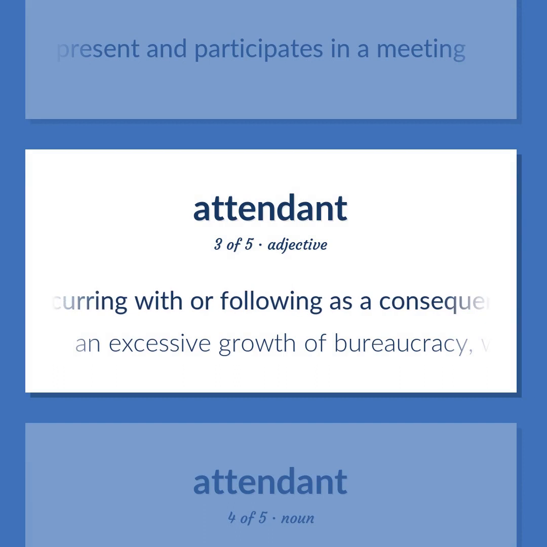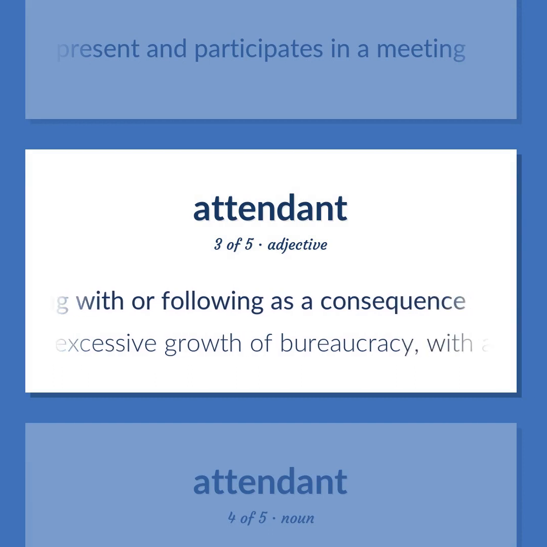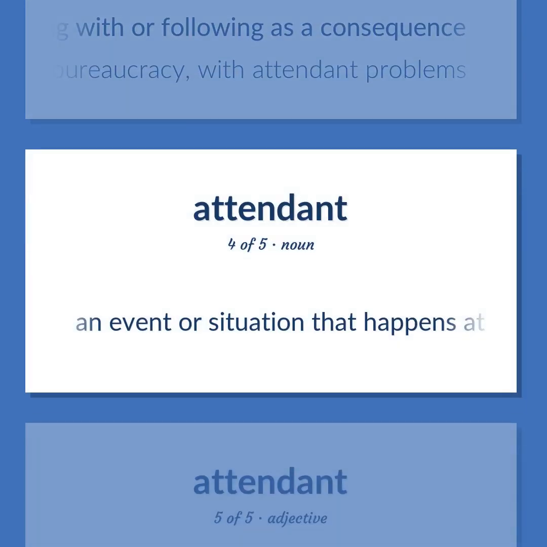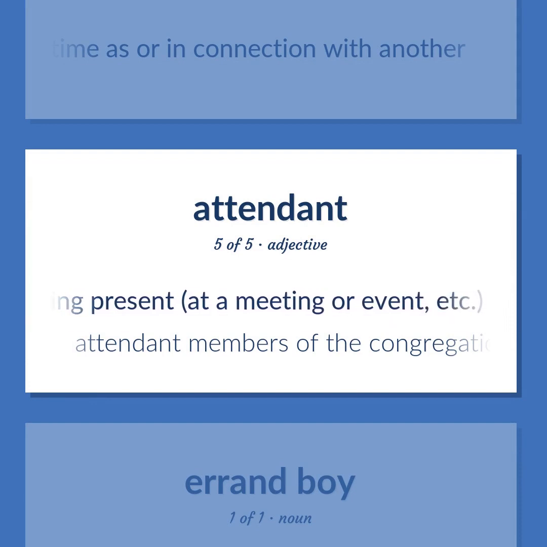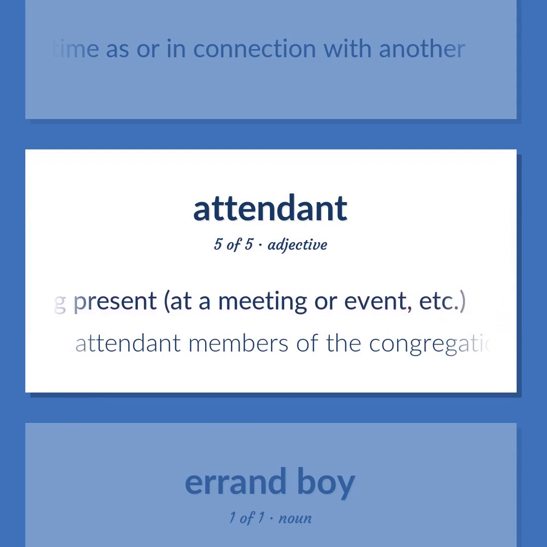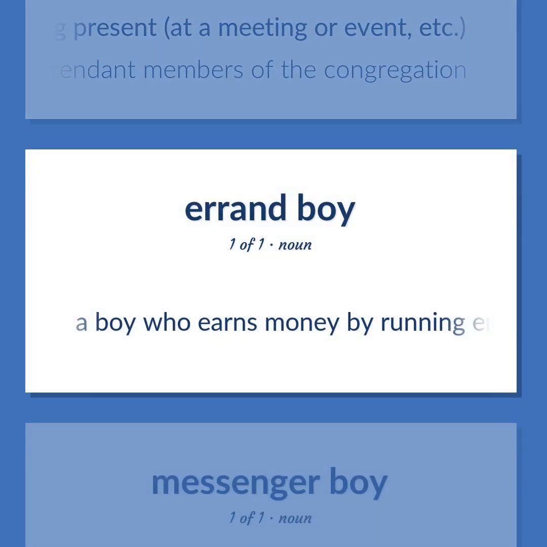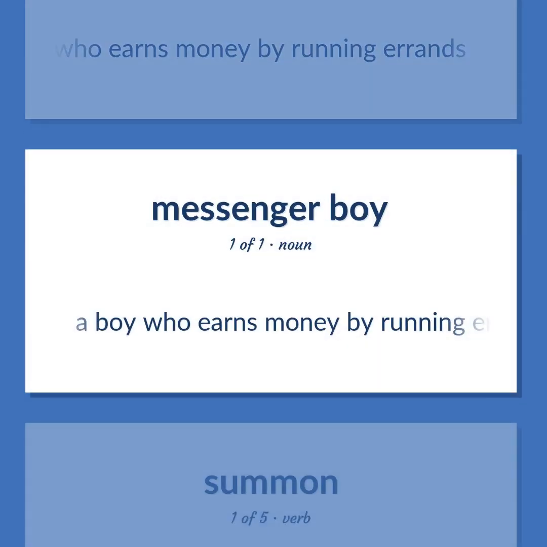Occurring with or following as a consequence. An excessive growth of bureaucracy, with attendant problems. An event or situation that happens at the same time as or in connection with another. Being present, at a meeting or event, etc. Attendant members of the congregation. A boy who earns money by running errands.